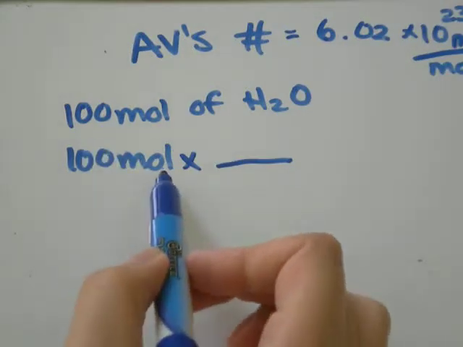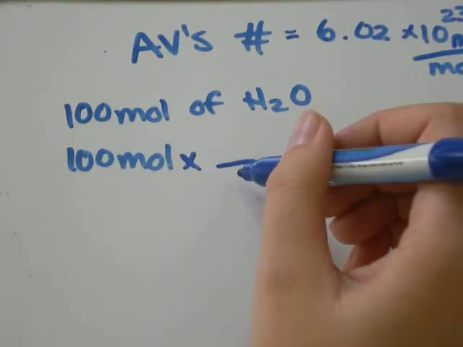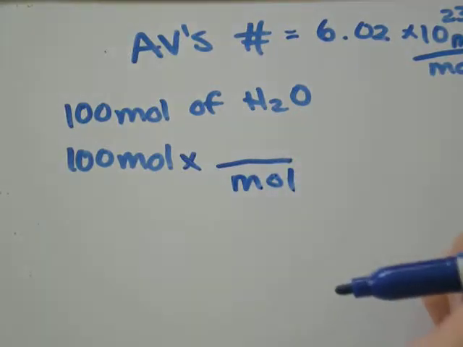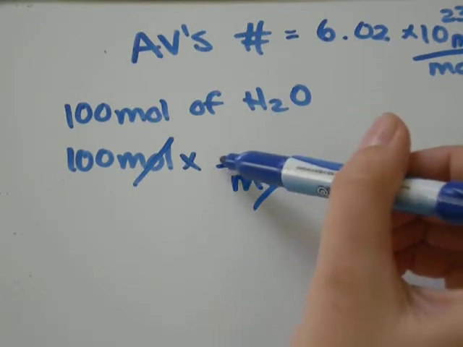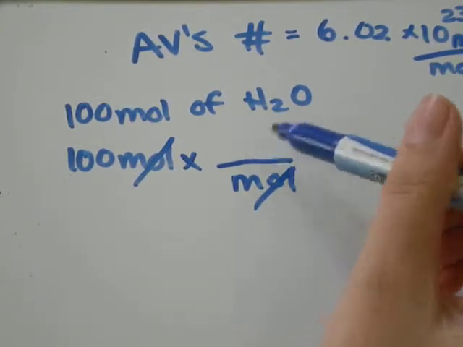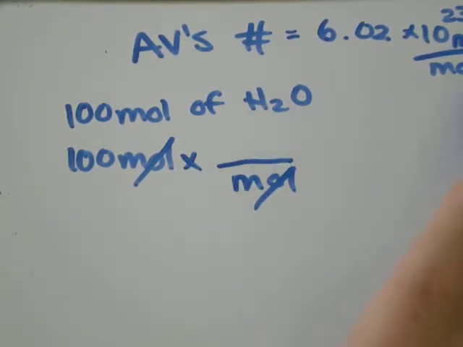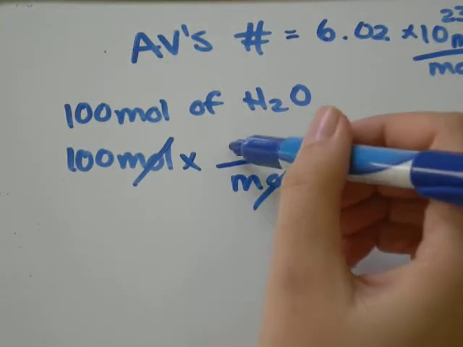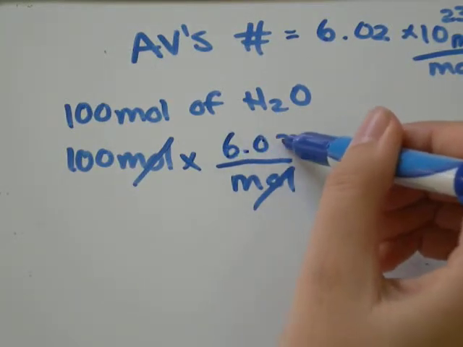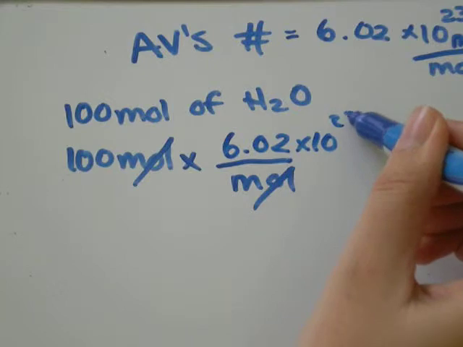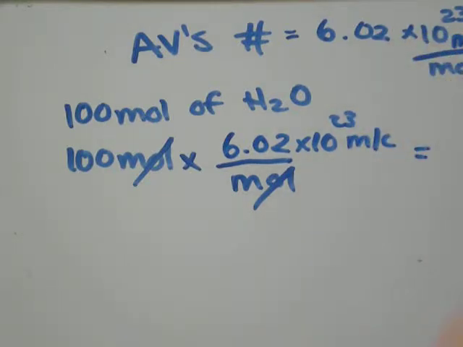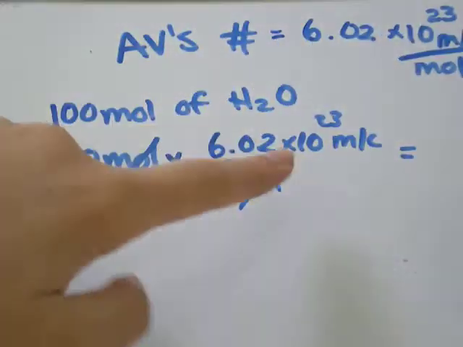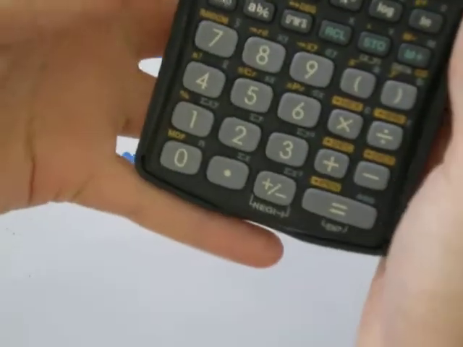So I have my 100 moles of water. I need to multiply with something with moles on the bottom so that moles will cancel out, and something with number of particles on the top. Well, molecules are particles, so I can use Avogadro's number. So I'll go times 6.02 times 10 to the 23 molecules per mole.